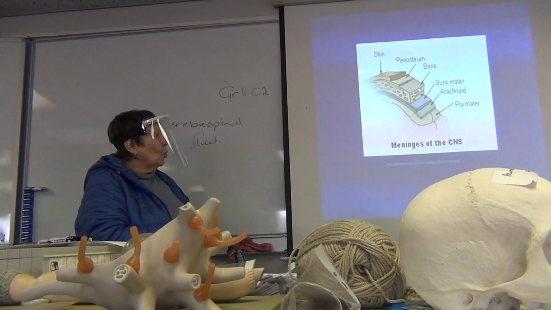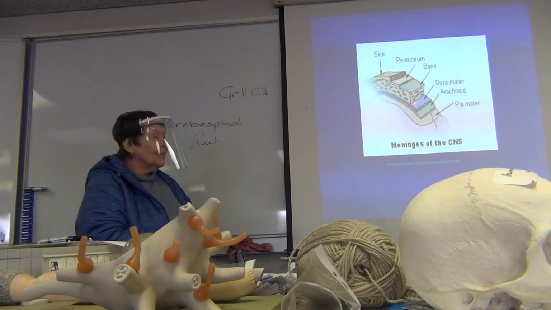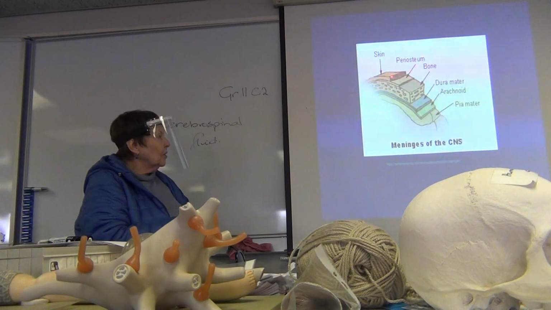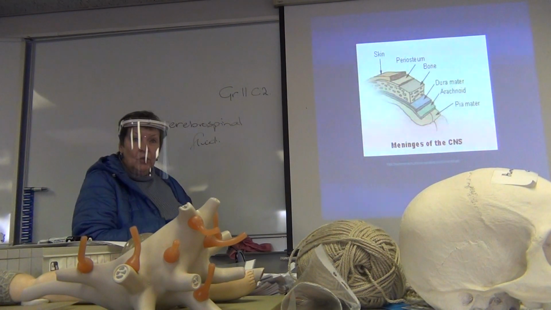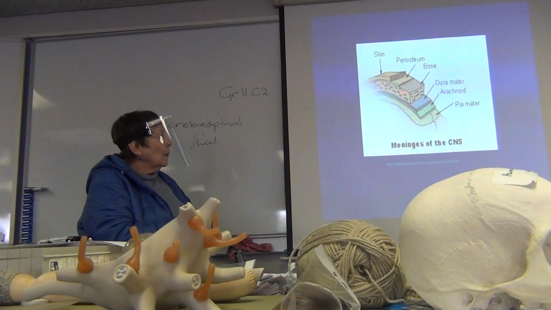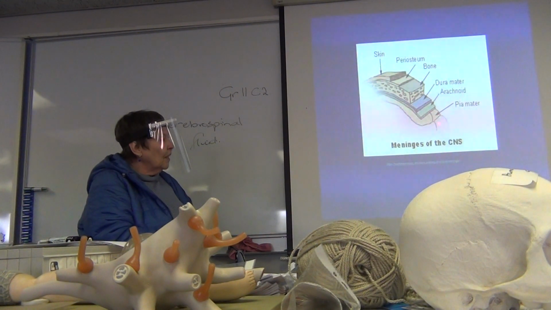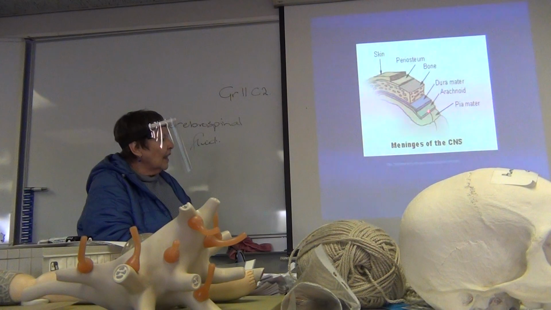Working from the outside inwards, if you took a little block out of the skull: skin, as all of you know there's skin on top of the skull, periosteum, which you learned last year, then bone, dura mater, arachnoid, Pia Mater, and then either the brain or the spinal cord, depending on what you're looking at. And the gap is between the Pia Mater and the arachnoid.